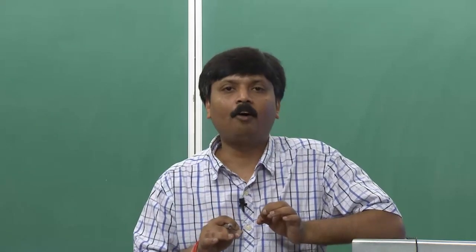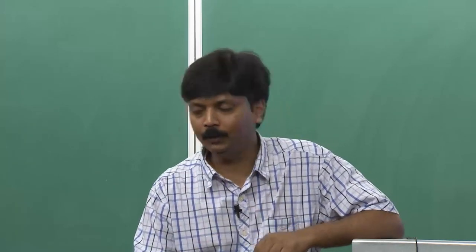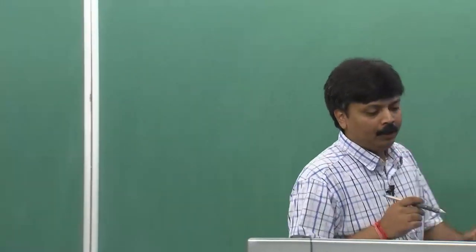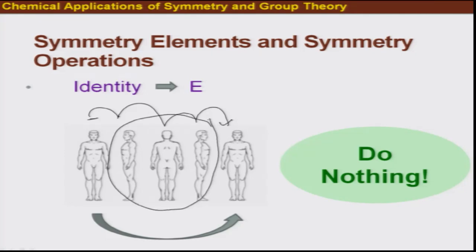So this idea of doing nothing is actually an identity operation. If you look at this picture here, the person is looking at us, and then keeps on taking turns from here to here to here, and then here to here, and then here to here. Ultimately there is no change in the position of the person. Now if I do not go through all these intermediate steps and come from this state to this state directly, the symmetry operation that we have performed is an identity operation.